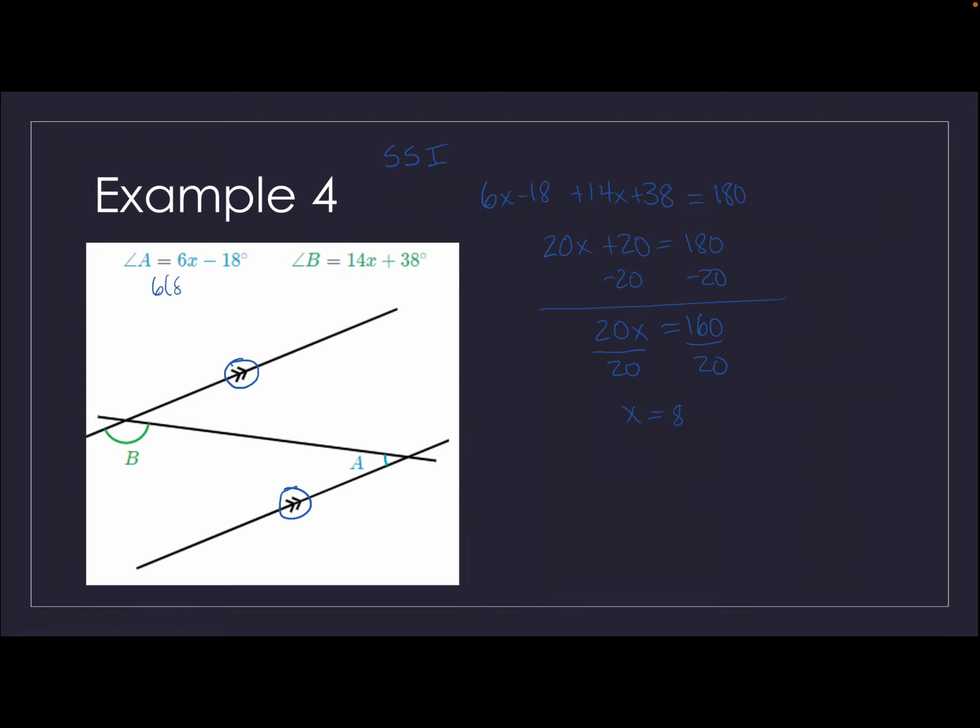So then we get 6 times 8, which is 48, minus 18. That is going to equal 30 degrees. And then we substitute in 8 for the other angle. We have 14 times 8, which is 112. And 112 plus 38 is 150 degrees. So since we have same side interior angles, it should be true that 30 plus 150 is 180. And that is indeed correct. So that's how we know x equals 8 is actually the right value.